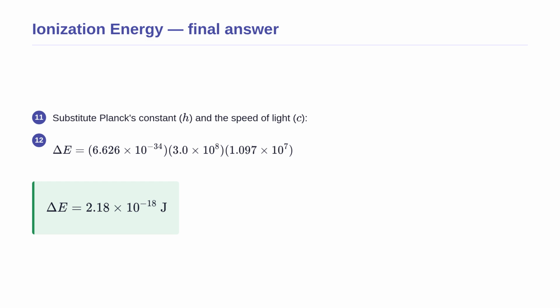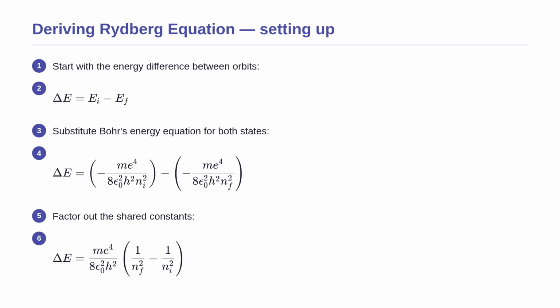If you scale this up to a full mole of atoms, it perfectly matches the experimentally measured ionization energy of hydrogen gas in the laboratory, proving that our theoretical framework is absolutely correct. Now that we have successfully used the Rydberg equation in multiple examples, let us understand where it comes from by deriving it from Bohr's original model.